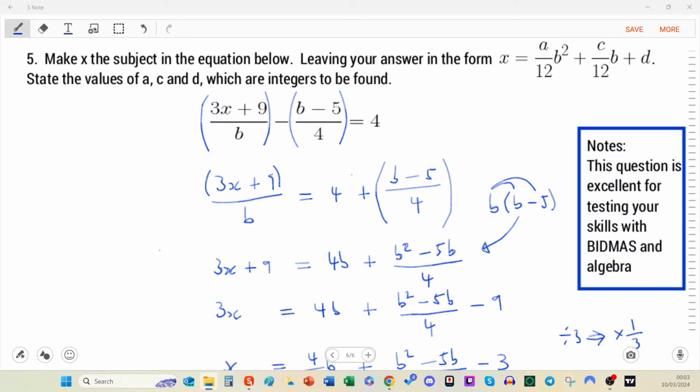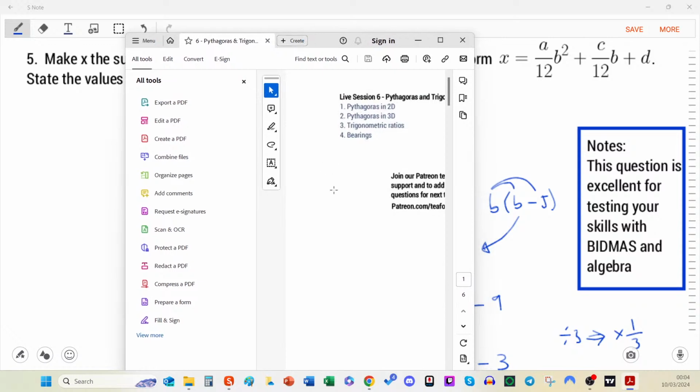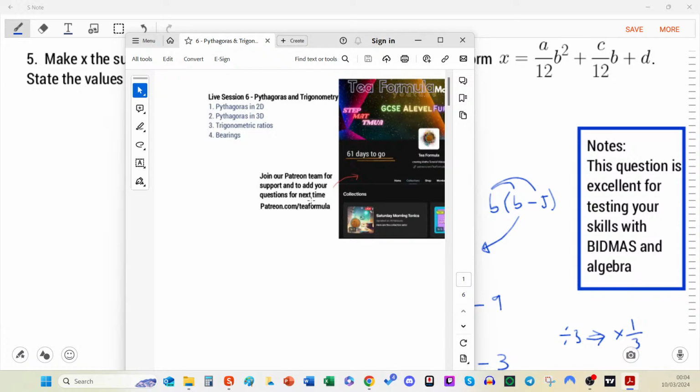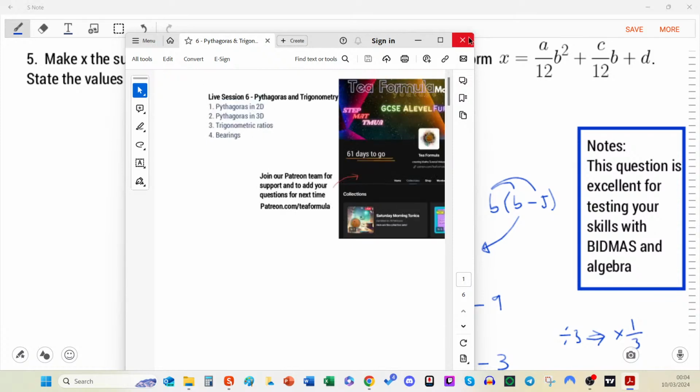Live stream, set is my tonic, spirit these question sets. Pythagoras. Okay, Pythagoras and trigonometry. It looks like this. Anyway, there it is. Pythagoras and trigonometry.